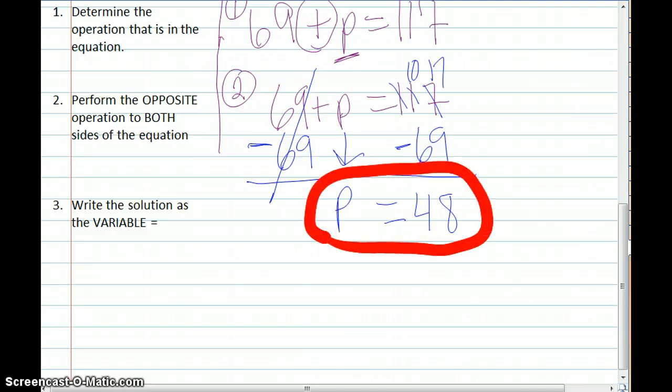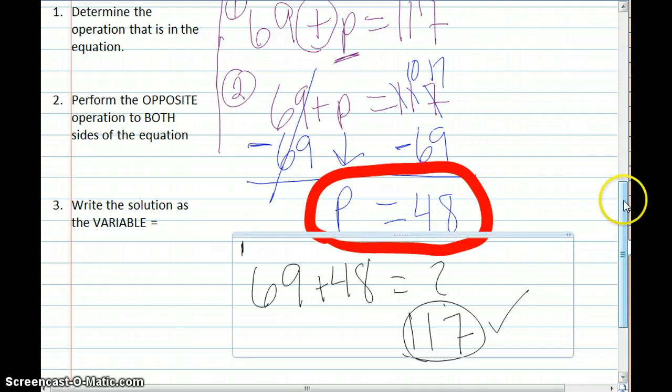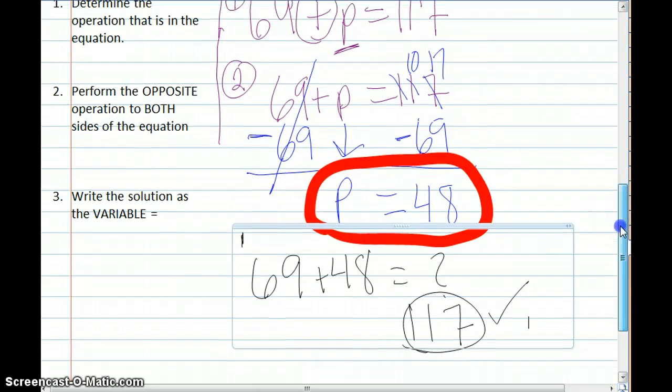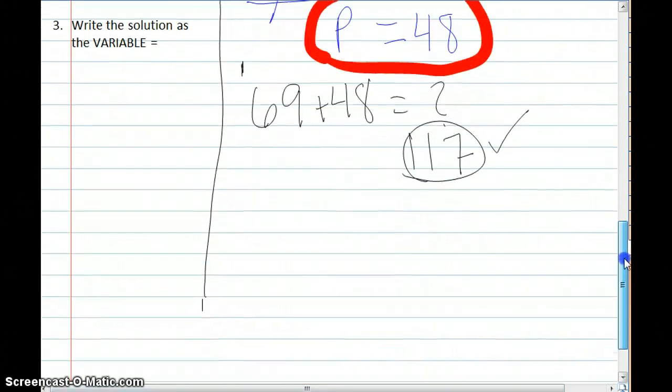Now, the cool thing about equations is they have a built-in answer key. You can go back and check your work and go, okay, what is 69 plus 48? Does it equal 117? Well, 9 and 8 is 17. Carry the 1, 6 and 4 is 10, plus the 1 I carried is 11. So yes, it does equal 117, so I know my answer is correct. Let's do one more example with multiplying or dividing. Remember, if you don't understand any of this or it gets confusing, all you've got to do is ask during class, and I'll be happy to show it to you live. But you've got to ask. If you don't speak up, I can't read your mind.